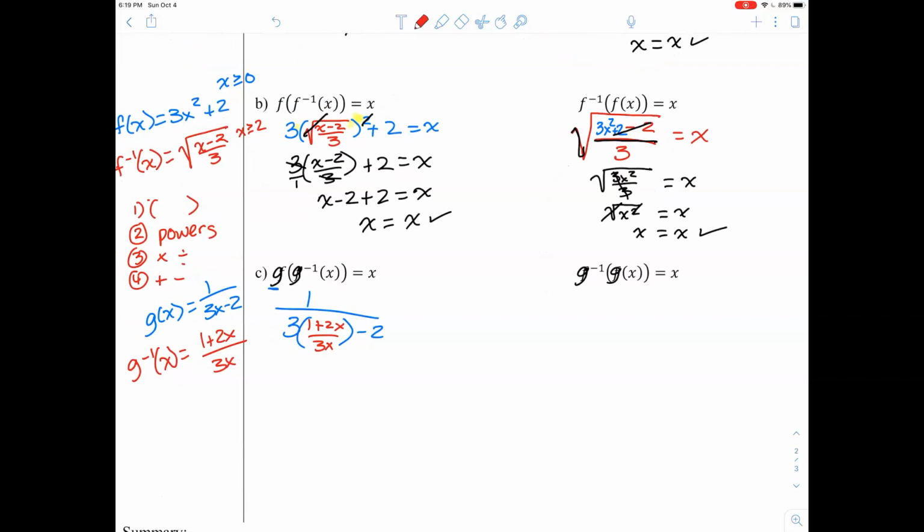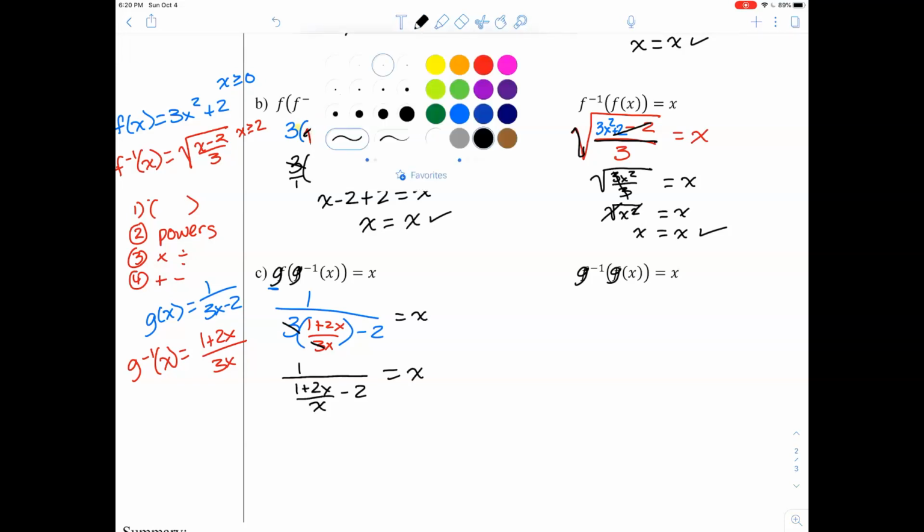Okay, so something we could do first to simplify this a little bit is cancel these 3's. So, that's supposed to equal x. So 1 over 1 plus 2x over x minus 2 equals x. Now, this is a complex fraction, so the best thing we can do is just multiply everything in the fraction by x to clear the fraction. So let's do that.